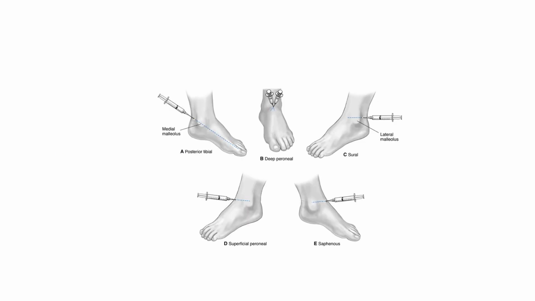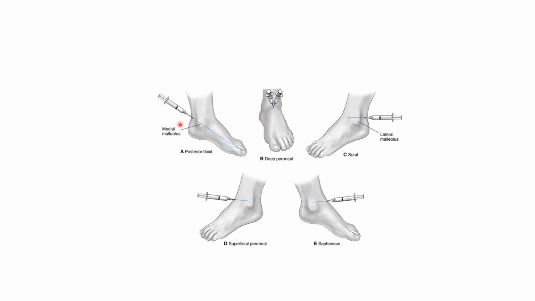First we will mark the posterior tibial. The posterior tibial is just behind the medial malleolus. We'll mark the point here. Okay, posterior tibial is behind the medial malleolus.